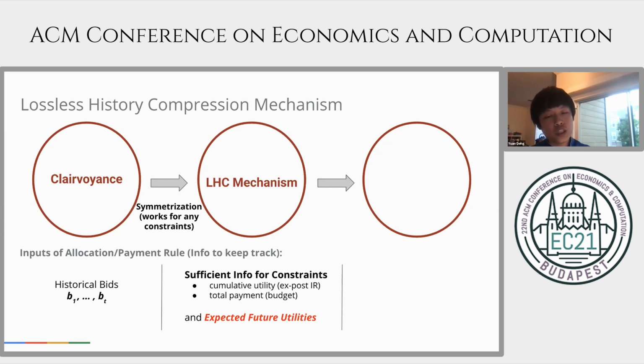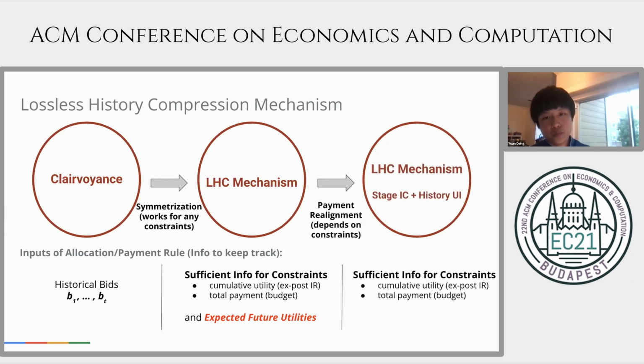One caveat here is that we do need to check one additional thing, which is the buyer's expected future utility, which is a forward-looking information. And in this way, it's not very desirable. In the second step, which we call payment realignment, this is not always feasible, but is feasible for many practical constraints. By payment realignment, we are able to get rid of the expected future utility and obtain a mechanism that is both stage IC and HUI. And we would like to highlight that payment realignment is indeed an if and only if condition for a clairvoyant mechanism to be able to be converted to a stage IC plus HUI mechanism.